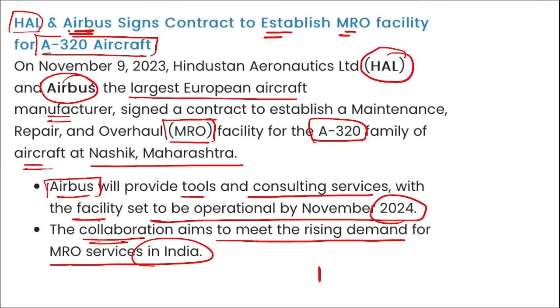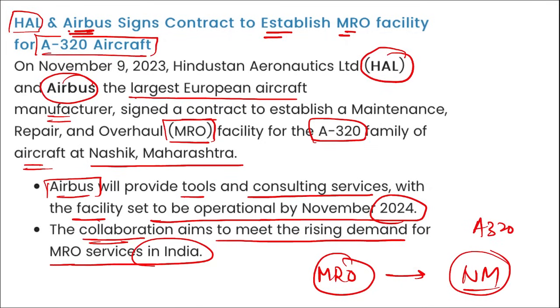And what is MRO? Maintenance, repair, and overhaul. Where will this facility be? In Nashik, Maharashtra. It will be for A320 aircraft, right? It is HAL and Airbus that has signed this contract for this MRO facility in Nashik, Maharashtra. And this will be operational by when? It will be operational by November 2024.